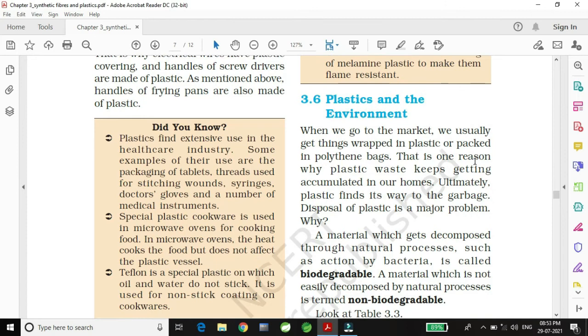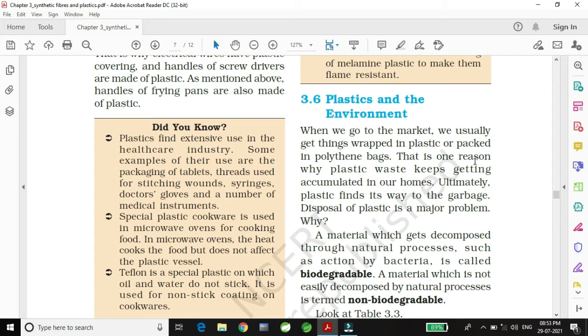Next is plastic and the environment. As we know, plastic is making our environment polluted, so we should reduce the use of plastic. That's why the government has also said, say no to plastic and use a carry bag made of cloth. So let us see plastics and the environment.